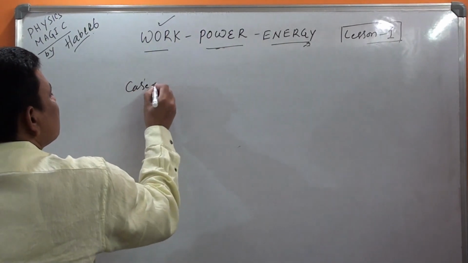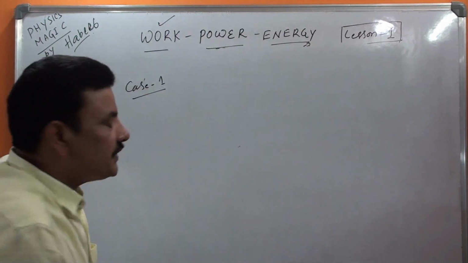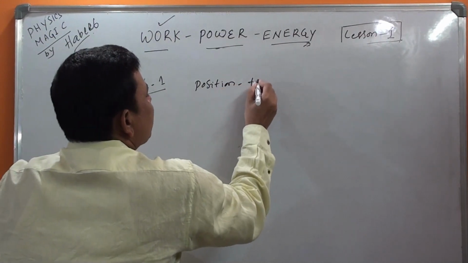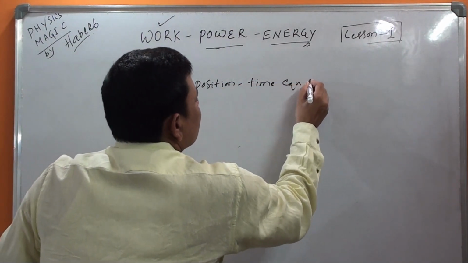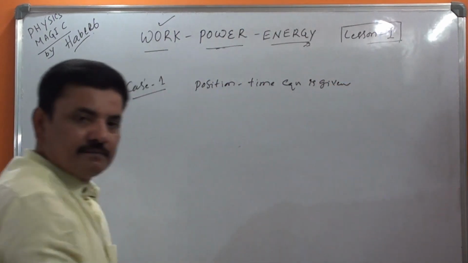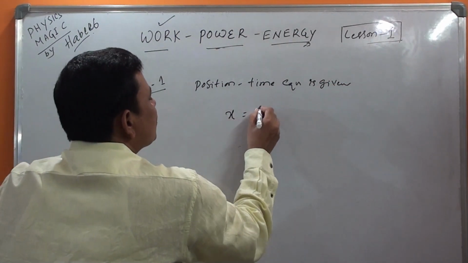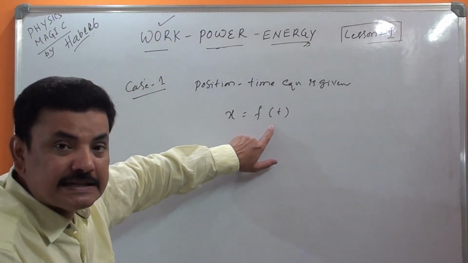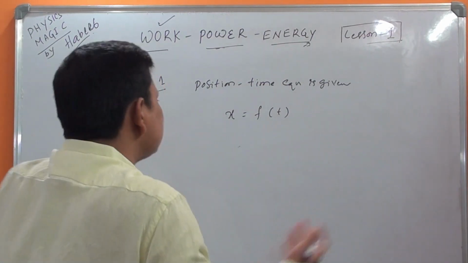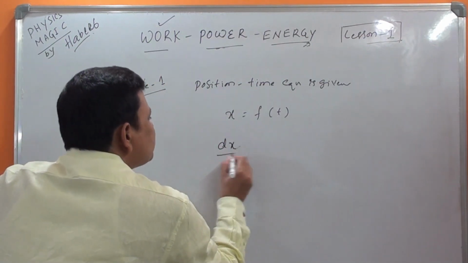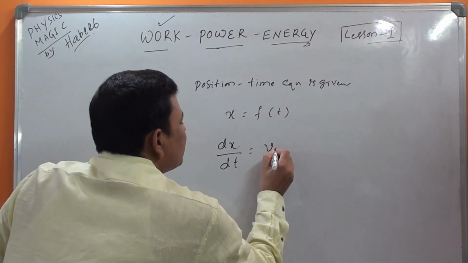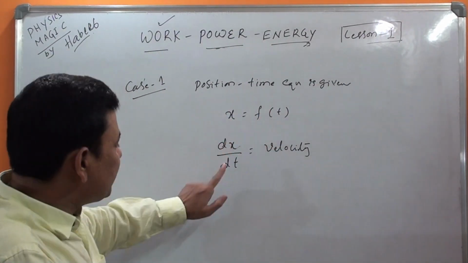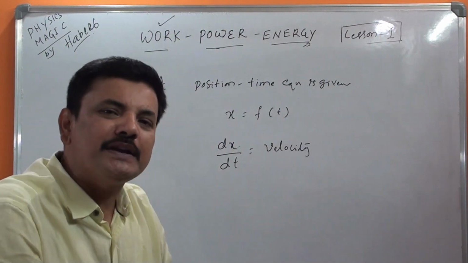Then case 1, I will explain you with examples. Case 1, just I told you, position-time equation is given. Say for example, x is equal to function of t. Remember students, definitely you will be getting only this kind of equation. When you get this, simply what you do is differentiate this with respect to time. Then you will be getting velocity. So whatever the given function, you differentiate that with respect to time.